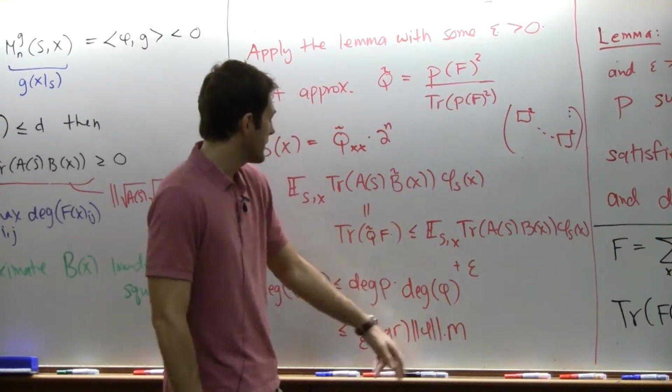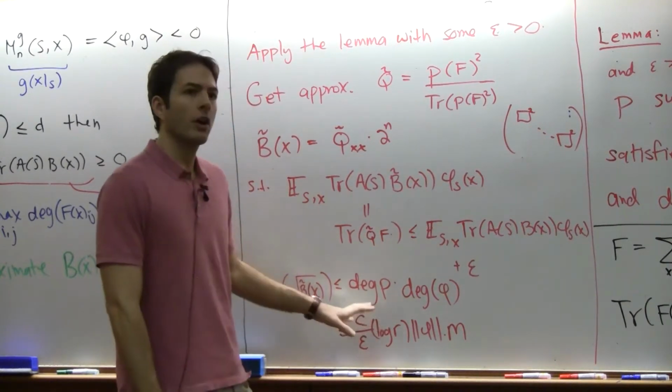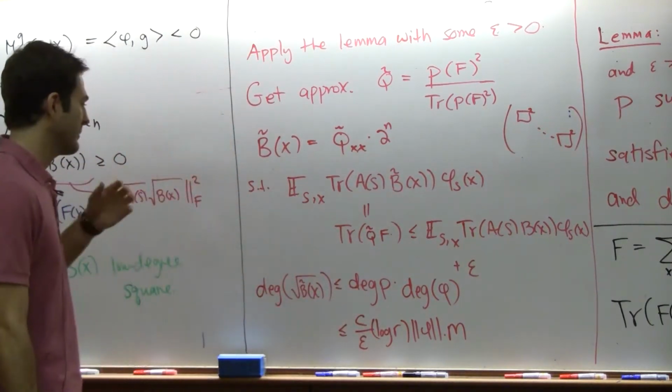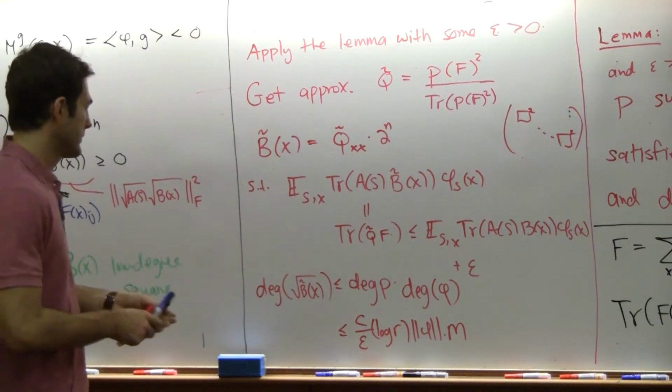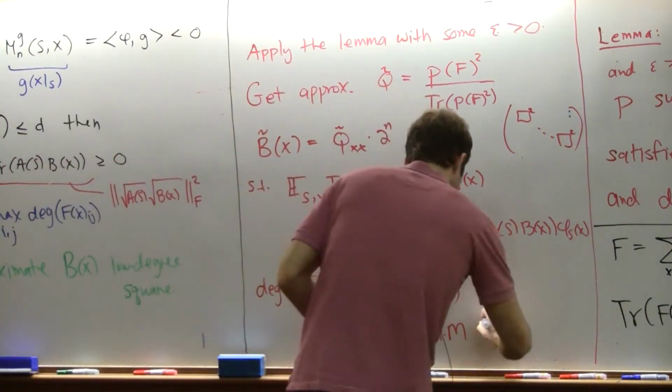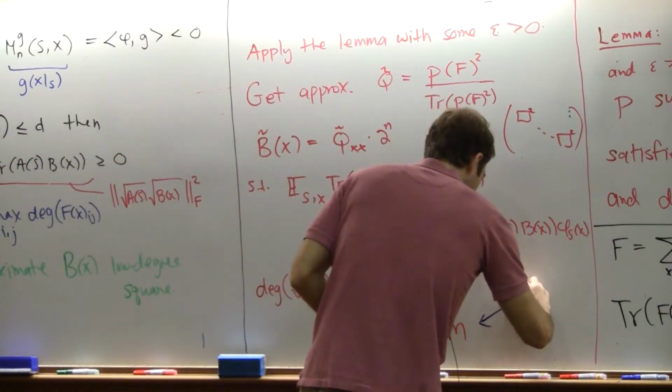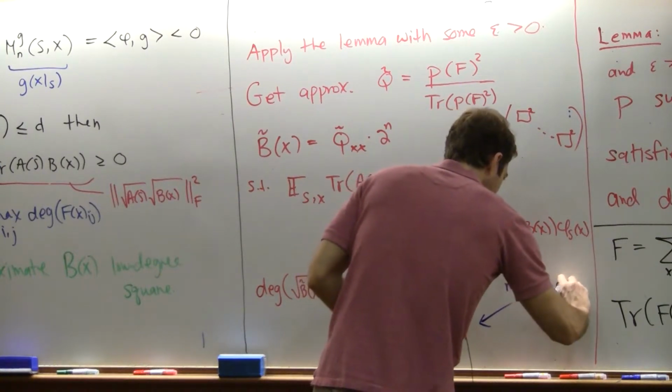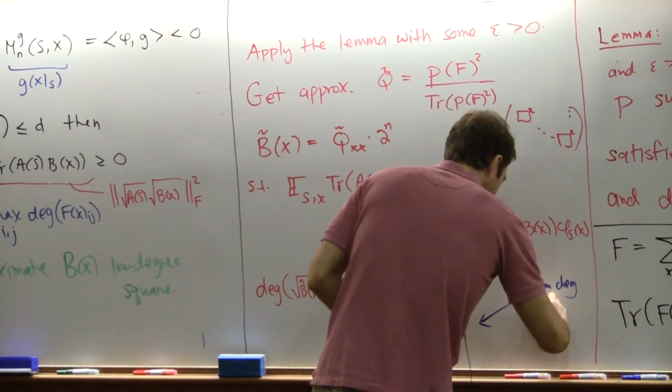The L infinity norm is a constant depending on G. This is really like log R over epsilon times some constant depending on G. And this is what we said we wanted last time. This is our medium degree approximator.